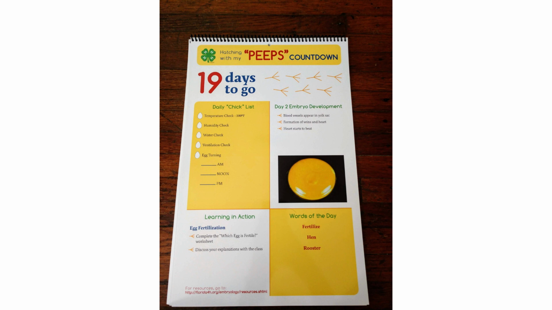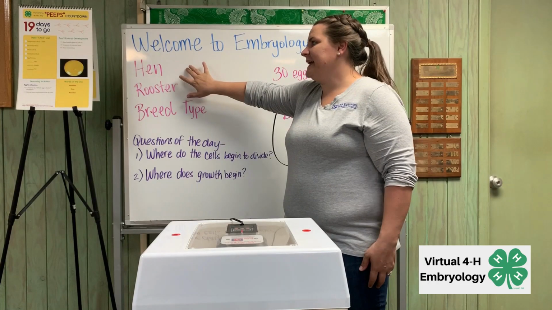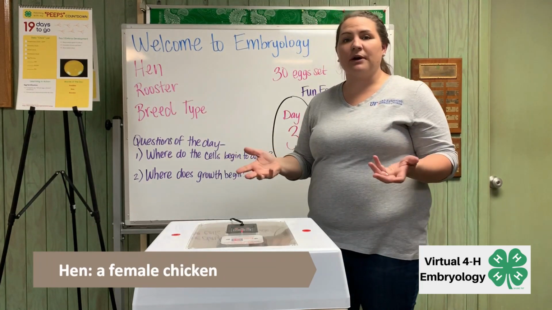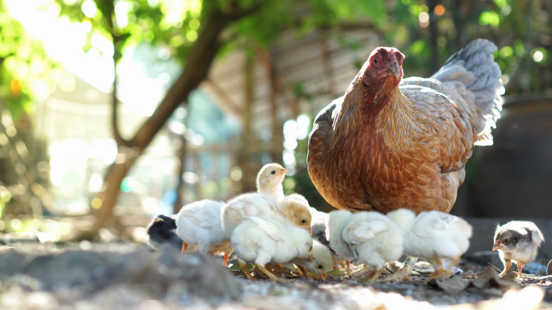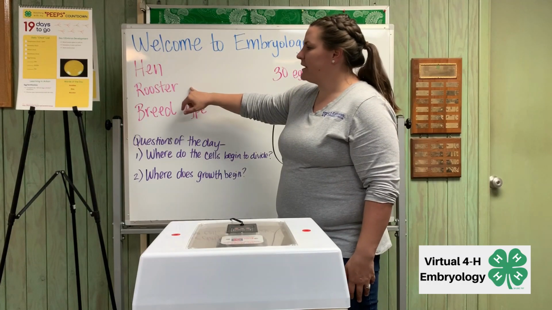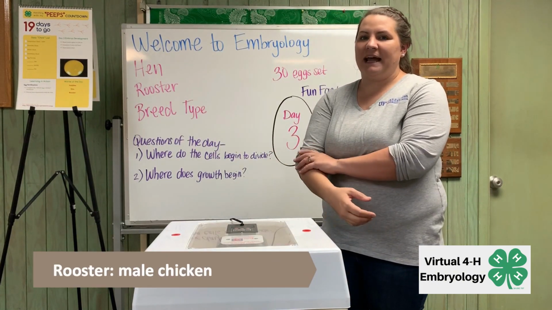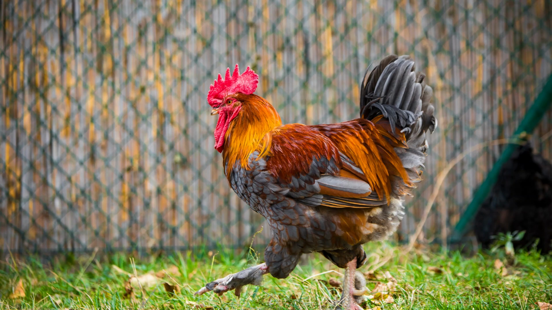So let's talk a little bit about some vocab words. One of the vocab words for today is hen. A hen is a female bird that is a chicken, and she's already laying eggs. The young version of a hen, which is pre-laying, would be a pullet. And then we have a rooster, and a rooster is the male chicken that fertilizes those eggs when they have access to a hen.